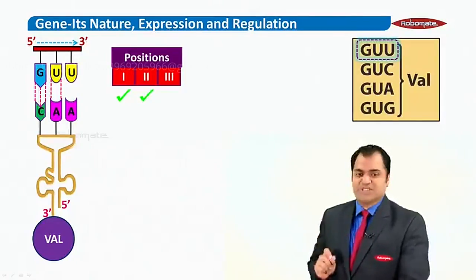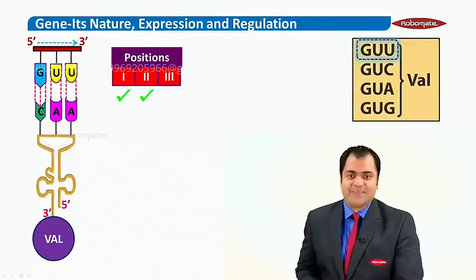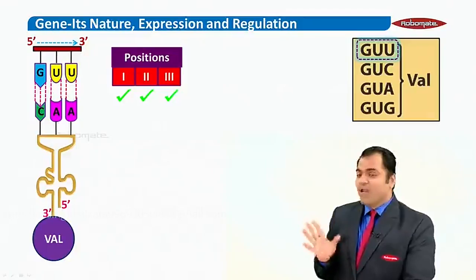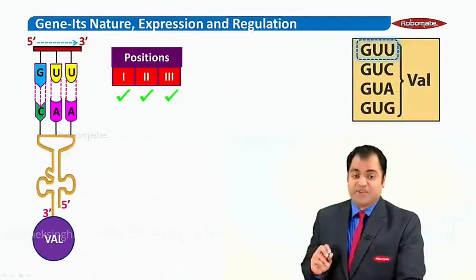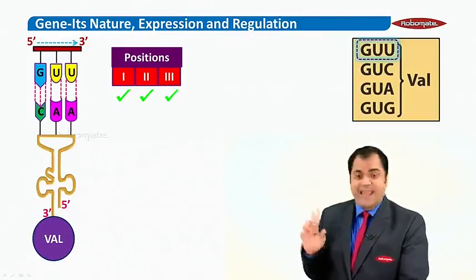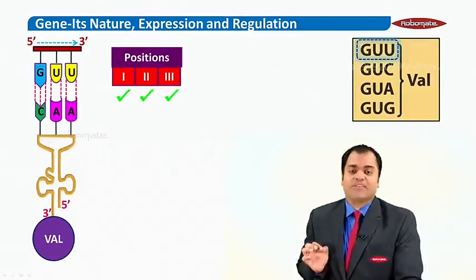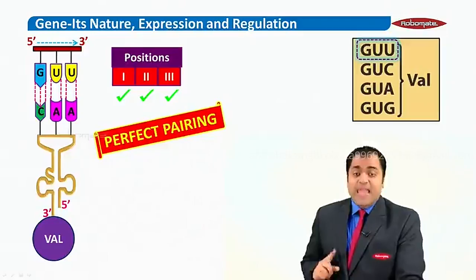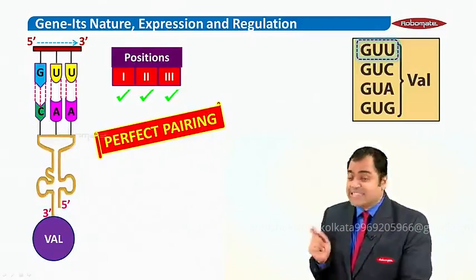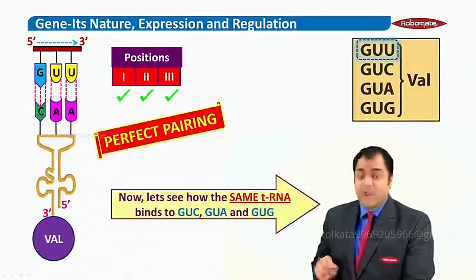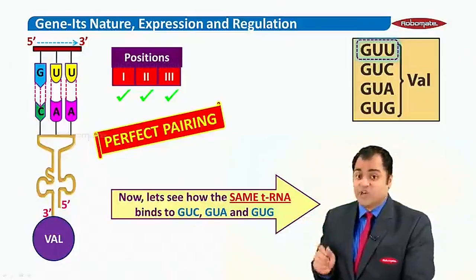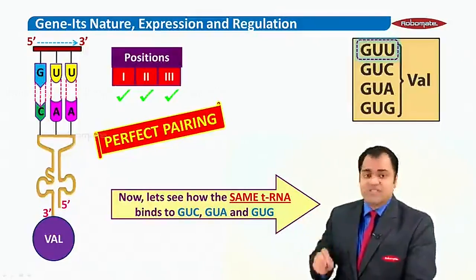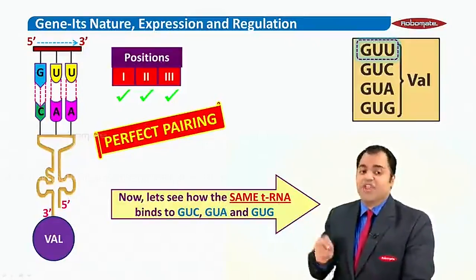Look at the third position. Once again, U and A. You think they are complementary? Absolutely. So when all three bases of the codon and the anticodon are complementary to each other, we call this kind of pairing perfect pairing. Is that okay? Now I'm going to show you how that same tRNA, with the same anticodon CAA, will also bind or pair up with GUC, GUA and GUG.